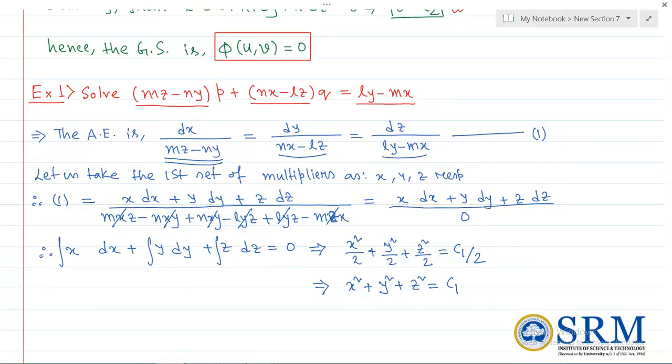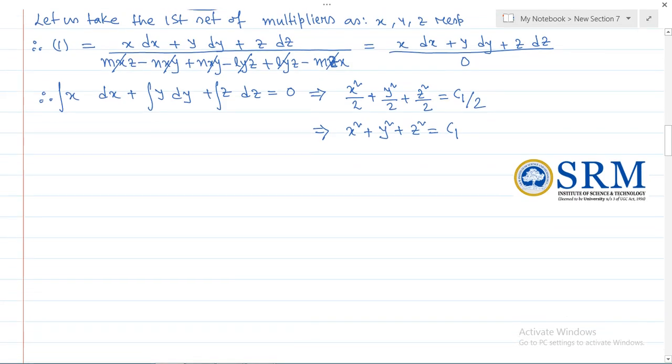Now one solution we got, but we need another solution. So for that we need to choose another set of multipliers. How to choose that? If you just look at the terms in the denominator of equation 1, in the first term the coefficient l is missing, because m and n are present. In the second term m is missing, and in the third term n is missing. So you can choose the multipliers as l, m and n respectively. Okay, so let us do the calculation.